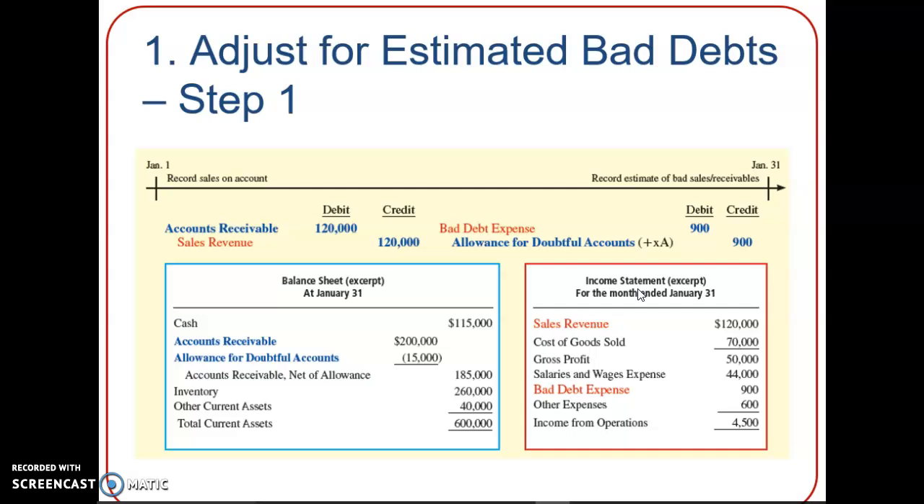On the income statement, we have a total revenue of $120,000. And then we have cost of goods sold, that's fine. We have gross profit, the difference is $50,000. We have salaries and wages expense, $44,000. And then we recognize a bad debt expense here for $900. And then income from operations, $4,500. So that's the first step: recognize bad debt expense in the period when the credit sales occurred.